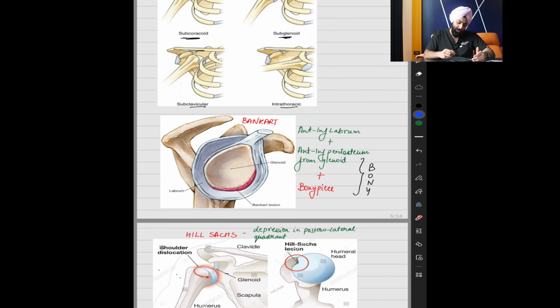What is Bankart? Basically, repeated shoulder dislocation causes the anterior inferior labrum to get damaged. So we are viewing the glenoid from the side in this photo and we can see the anterior inferior surface of the glenoid labrum gets damaged. Along with this, the anterior inferior periosteum also gets damaged. And if, due to repeated recurrent episodes, we get a bony piece along with this, it is called a bony Bankart. Okay, so Bankart is the anterior inferior labrum that gets damaged.